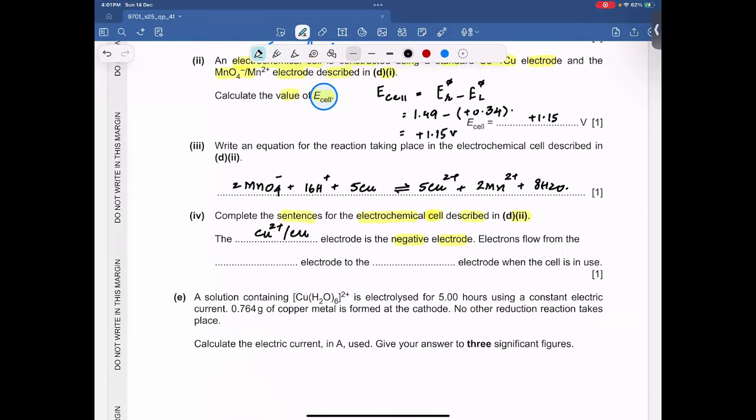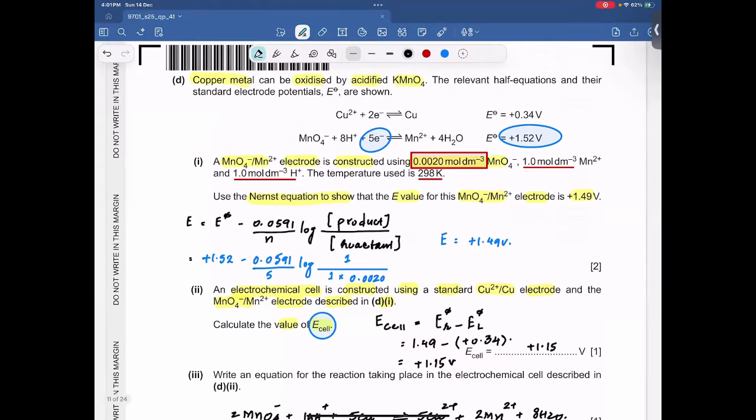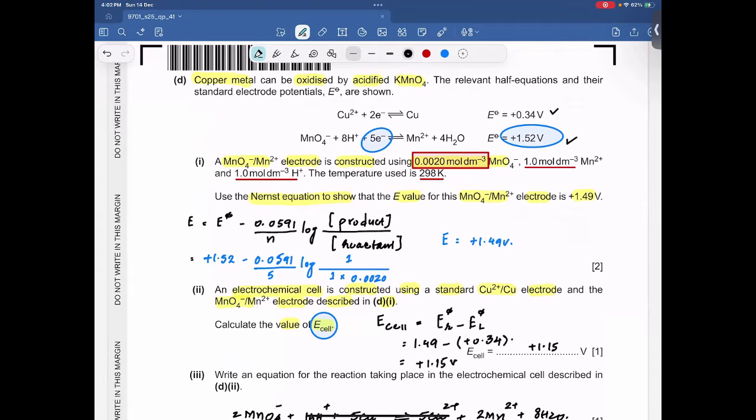And as a result, electrons flow from the copper half cell to the MnO4 negative to Mn2 plus half cell. The half cell with a more positive SCP value undergoes reduction. The half cell with a less positive SCP value undergoes oxidation. Undergoes oxidation means we need to flip this equation.